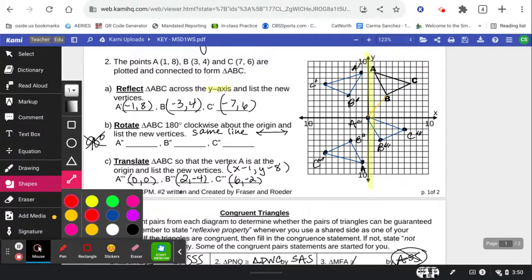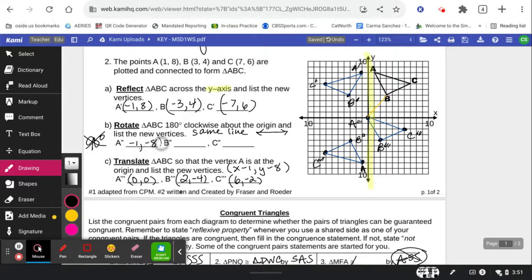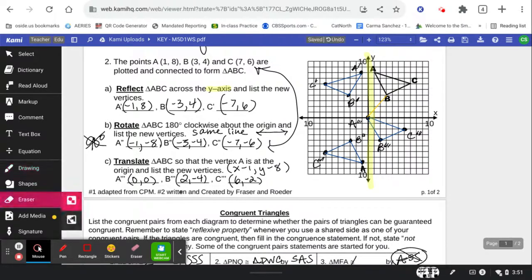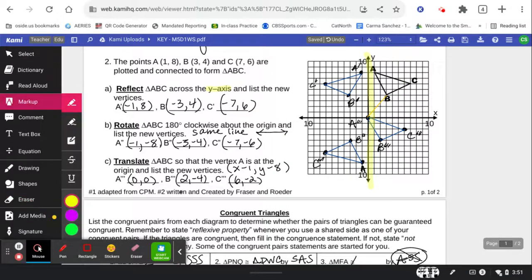Okay, let's go put those coordinate points in there. New coordinate A, is it back 1, down 8? New coordinate B, is it back 3, down 4? And new coordinate C, is it back 7, down 6? Look at the change in the original points when we rotated 180. See how they just became negatives of everything? Kind of interesting. Okay, that's it. How'd you do?